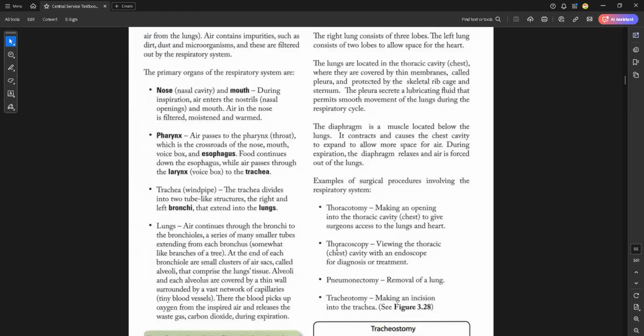Pneumonectomy, removal of a lung. Tracheotomy, making an incision into the trachea. So these are some of the surgical procedures associated with the respiratory system.